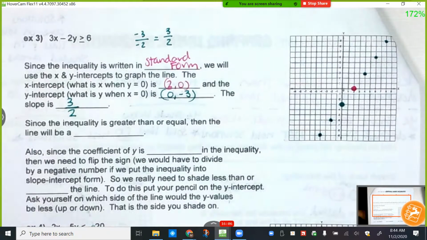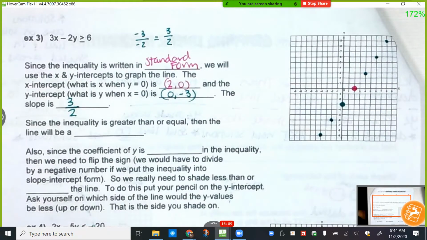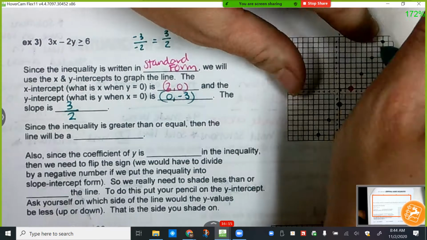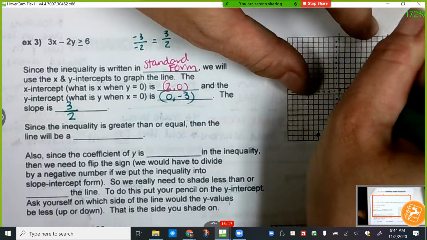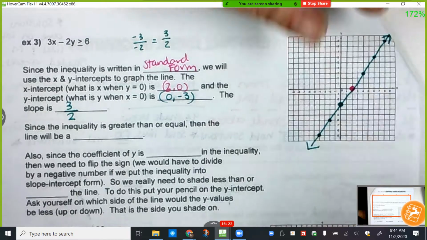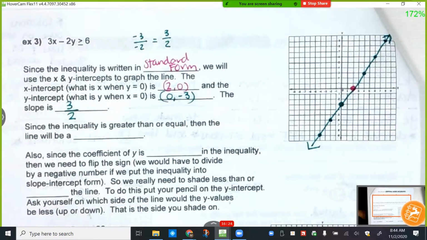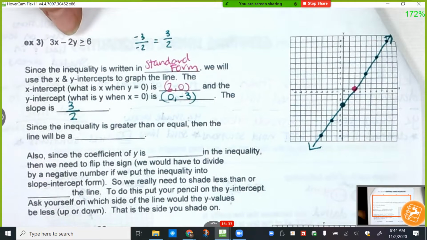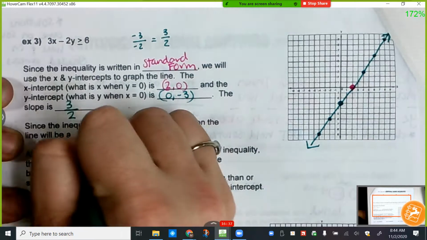Okay, solid line or dashed line? Solid because it's equal to. Now, this one is not the same. You can't just look at your symbol and say, oh, above or below, because it's not in slope-intercept form. Y is not by itself. And I want you to realize, it's going to be a solid line.